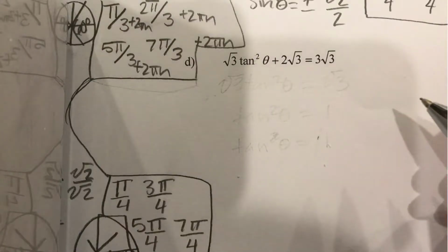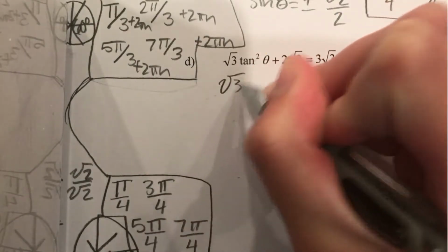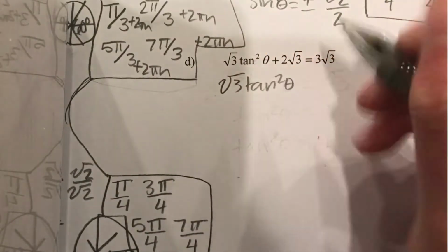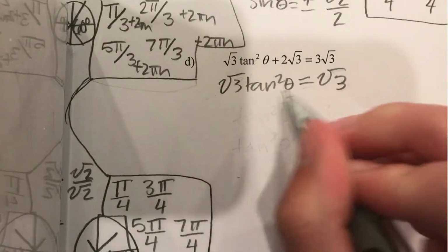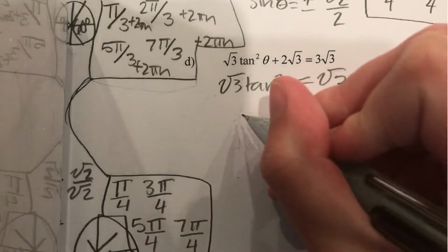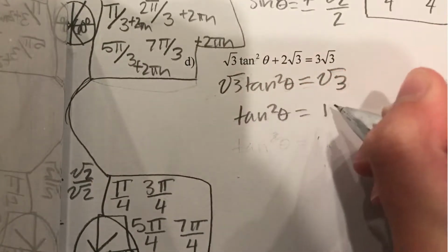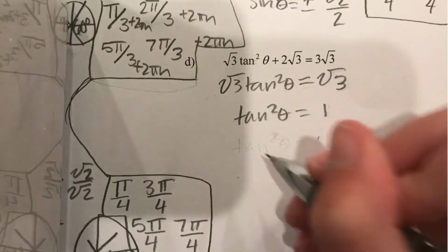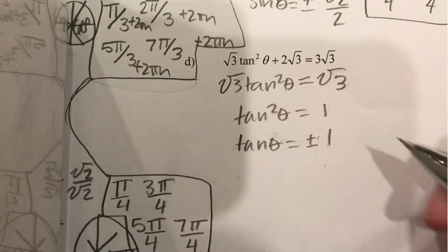So first, for this one, you'd have to subtract the 2 root 3 to the other side, so then you get root 3 tangent squared theta equals root 3. Then you'd have to divide by root 3 in order to get the tangent squared by itself, so then you get tangent squared theta equals 1. Then you have to square root that, so then you get tangent theta equals plus or minus 1.